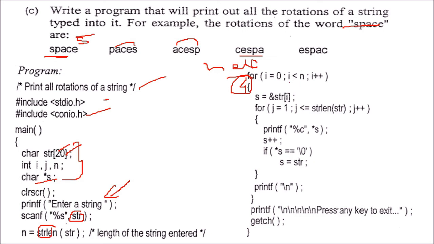Now, from 0 to n, from this point to this point, every time whenever i goes here, we take the address of this, say someone has given HELL.